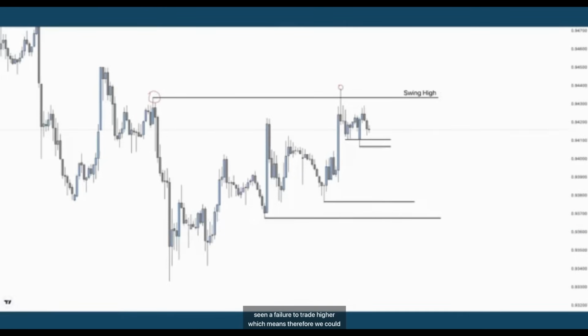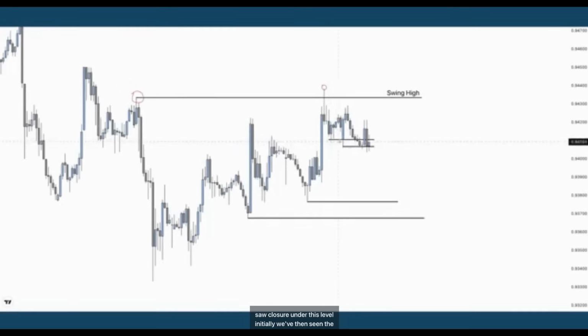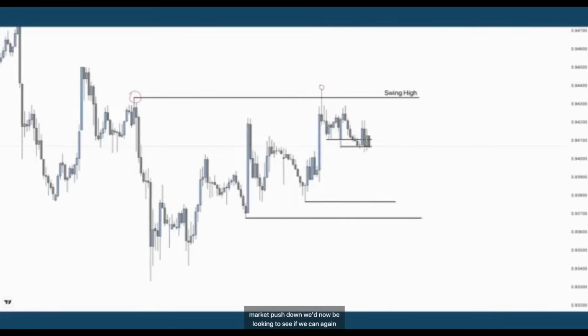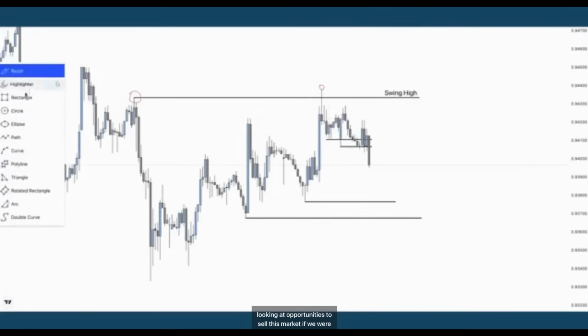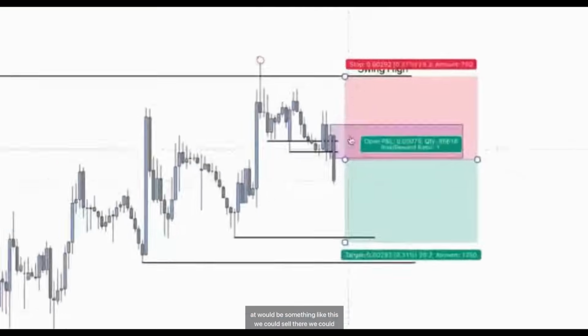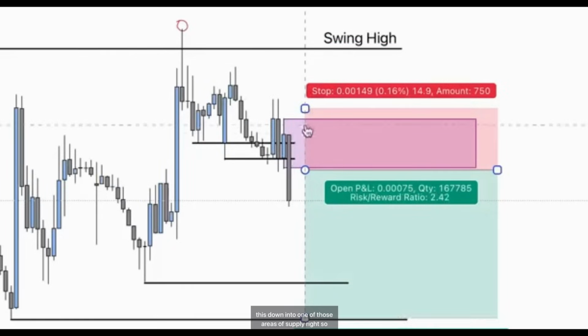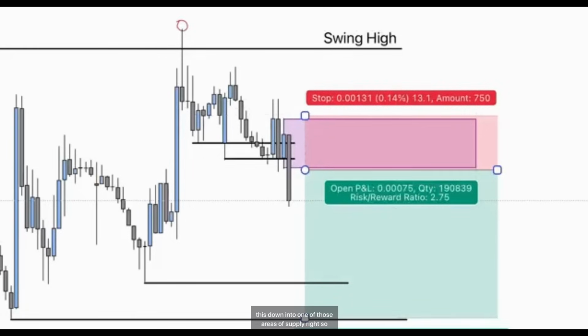We've seen a failure to trade higher, which means therefore we could potentially see opportunity to trade lower, okay? So watching this market, we've seen some closures beneath. Just here, we saw closure under this level initially. We've then seen the market push down. We'd now be looking to see if we can, again, close beneath that level. And as we have here, we would now be looking at opportunities to sell this market if we were able to pull back. So, for example, the setup we could look at would be something like this. We could sell there. We could have stops above the zone, and targets-wise, we could trade this down into one of those areas of supply, right?